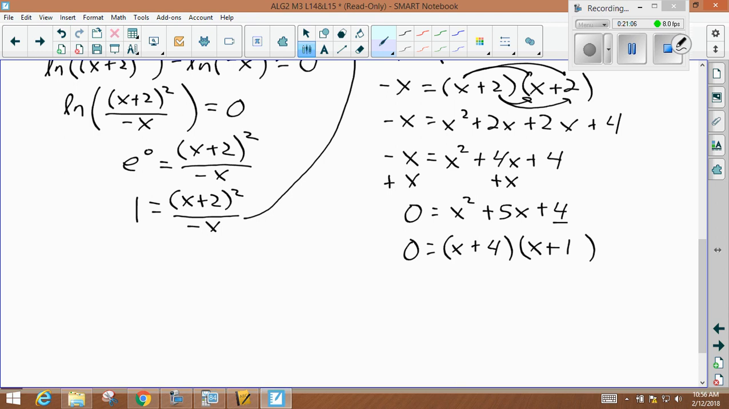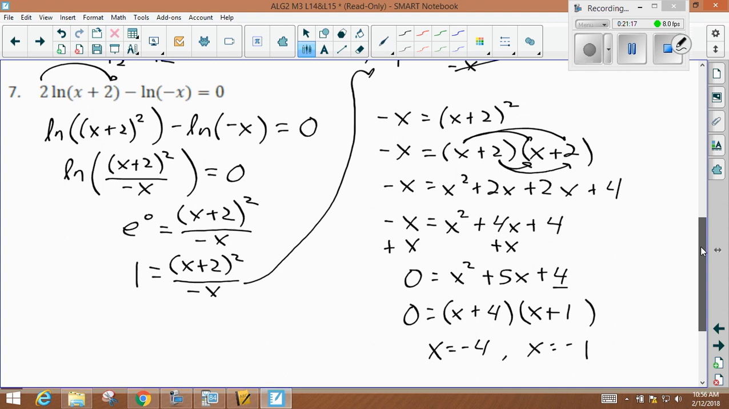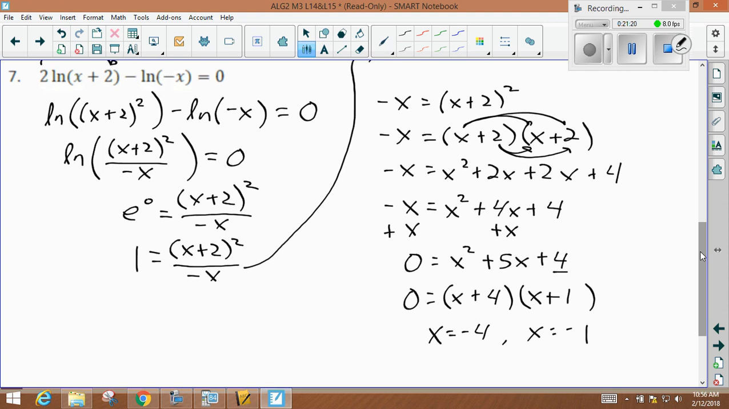So that means that our two solutions are x equals negative 4 and x equals negative 1. Well, what do we have to do? We have to check it. Dang, that was a long problem. What happens if I put negative 4 in here? Negative 4 plus 2 is negative 2. So this one is extraneous.